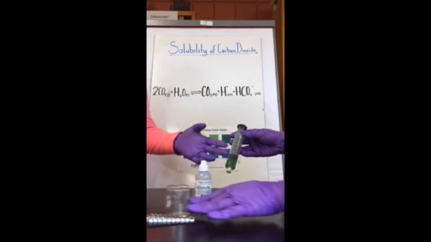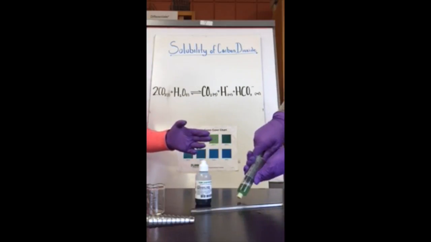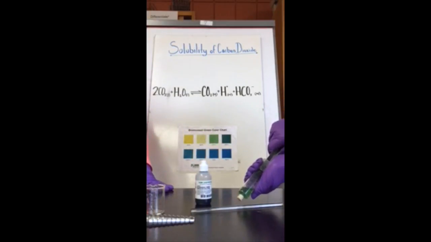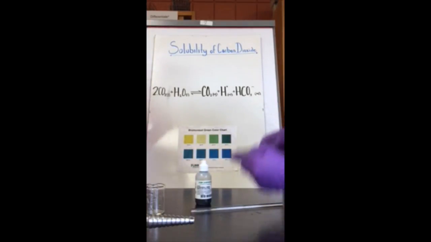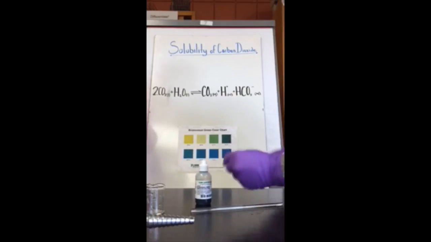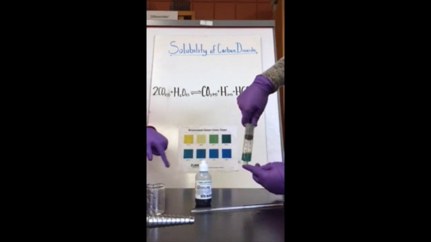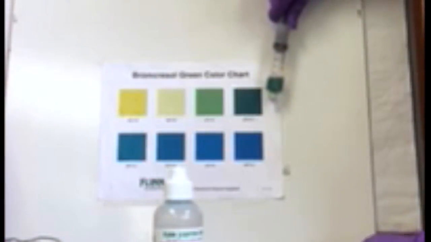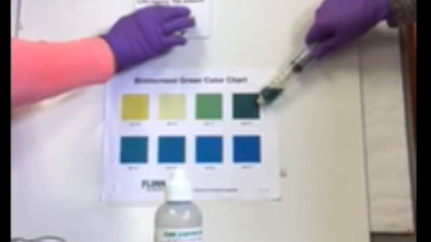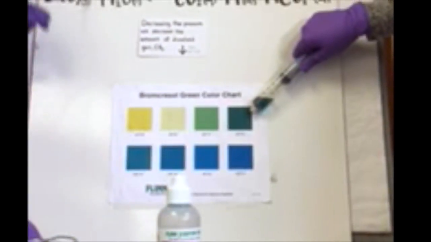So now Martha is going to pull back on the syringe, which is increasing the volume and in turn decreasing the pressure. And she's going to start shaking it, which will change the color and the equilibrium. Okay, so as we can see, the color changed and the pH is now about 4.4. So as we see, decreasing the pressure will decrease the amount of dissolved gas, CO2. So it'll turn this teal color, which is at 4.4.